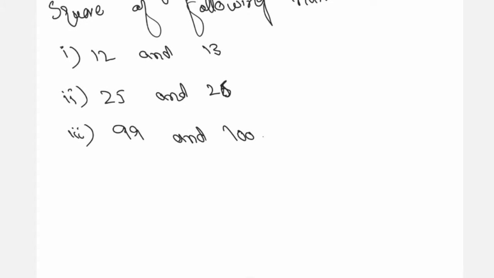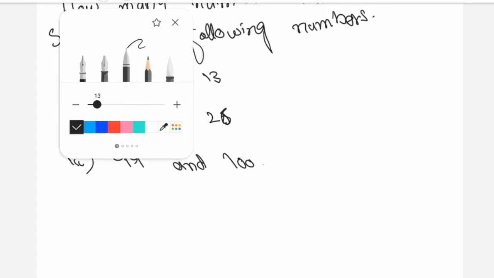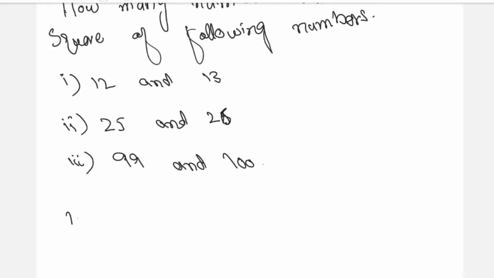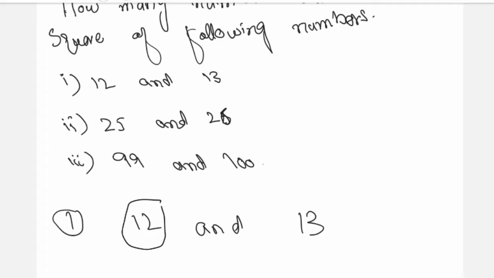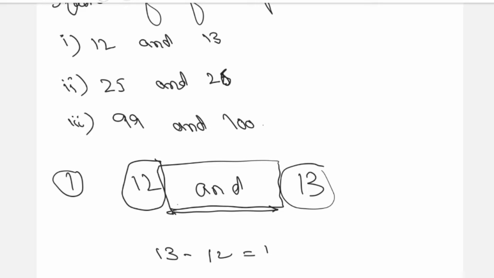See, if we ask about the first question, 12 and 13. If he asks how many numbers lie in between 12 and 13, what is the meaning of in between 12 and 13? If there are two consecutive numbers, how many numbers are in between these two numbers? Then we can say 13 minus 12 is one number. So in between, the space is for one number.